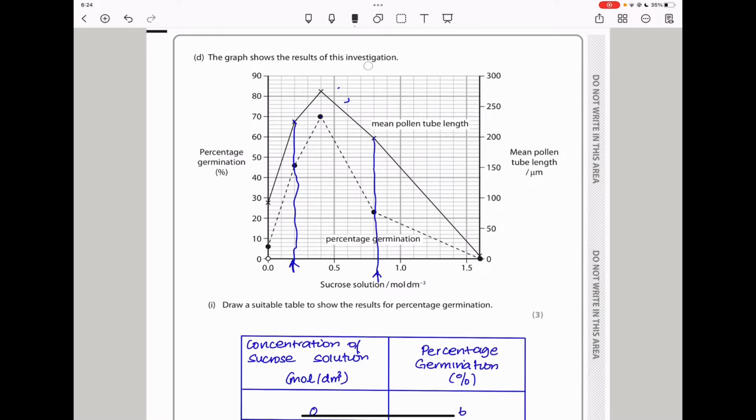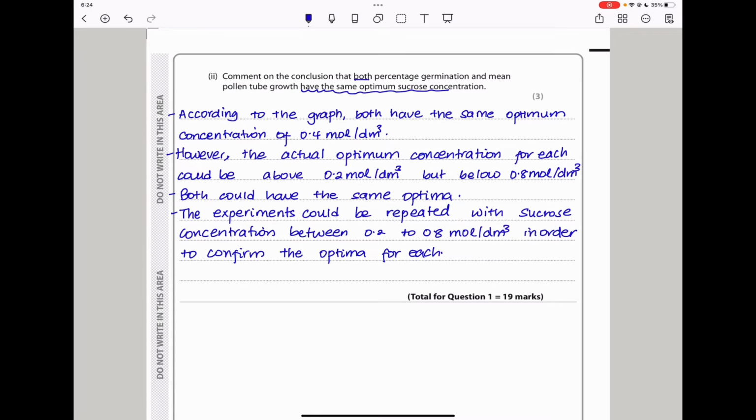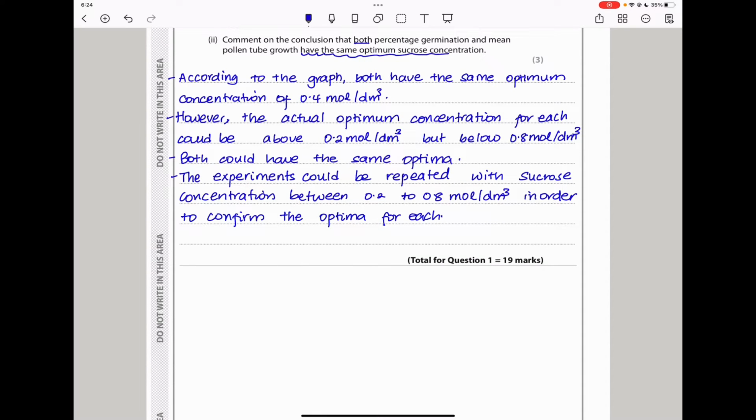So we need to do more experiments within this specific range here in order to know if they have the maximas at the same point or their maximas are varied, and how high the maximas actually are. So repeat the experiment in this region and then be able to confirm if it's true or not. This brings us to the end of question 1. Let us continue to question 2.